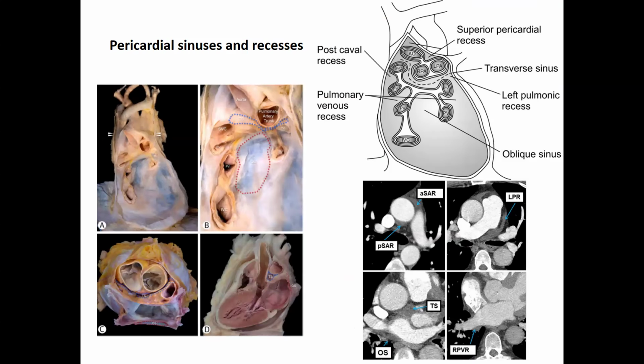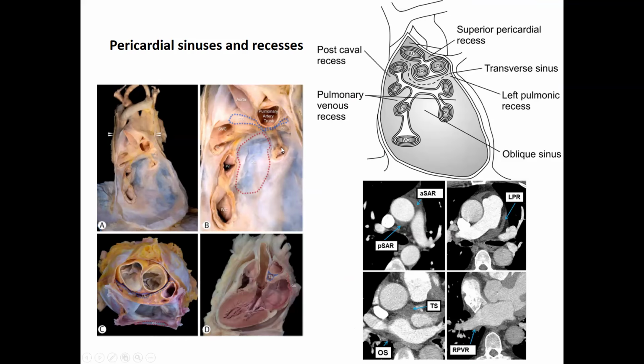Speaking about the pericardial sinuses and recesses, it's quite important to know the normal anatomy of the pericardium so we would not mistake it for pathology, especially when we assess the pericardium in different cardiac imaging modalities. As I said earlier, the pericardium reflects around the great vessels, and it forms two big sinuses.